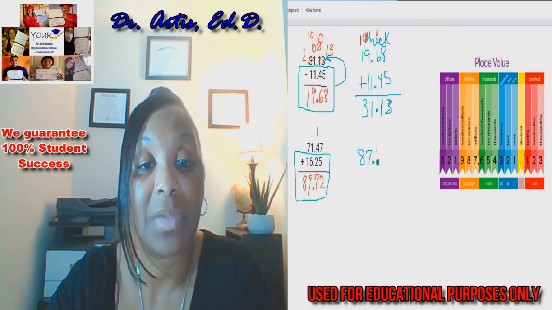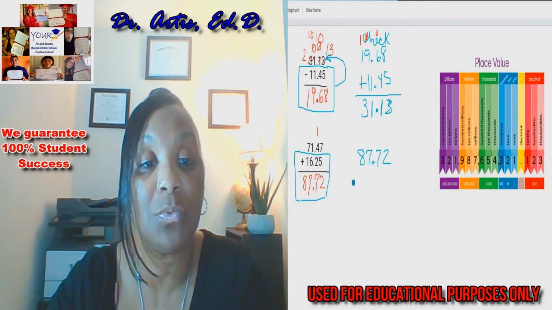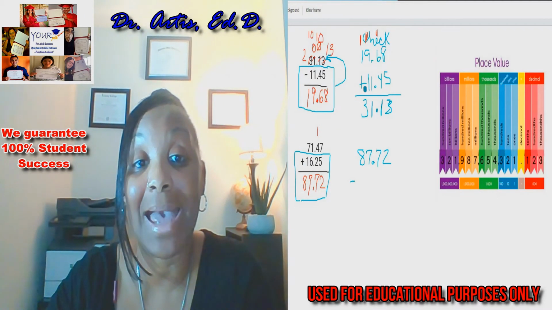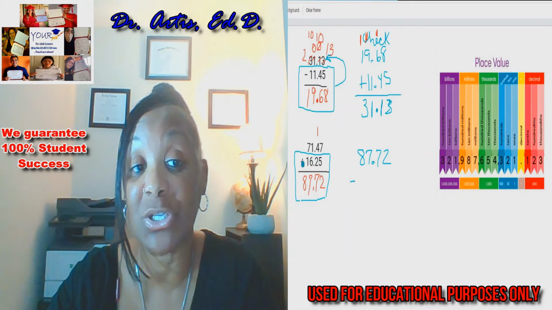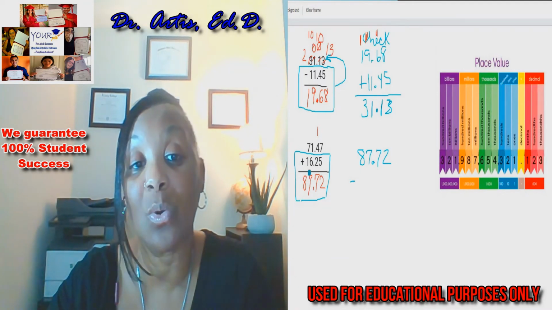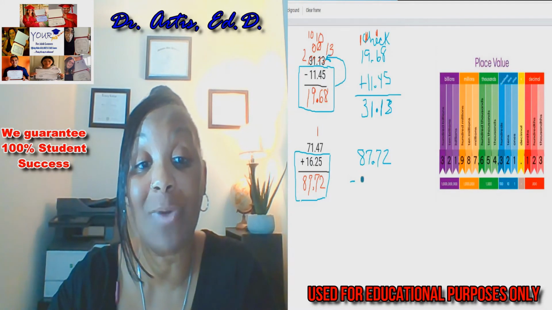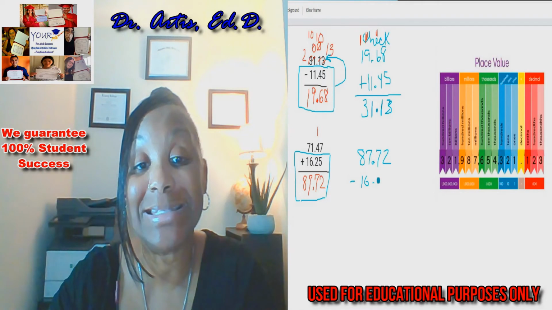87.72, that's 0.72, minus. Now we're going to subtract because we're doing the opposite. Like here, we added because addition is the opposite of subtraction. Here we're adding, so we're doing the opposite of addition, which is subtraction. So we're going to subtract 16.25 from 87.72.